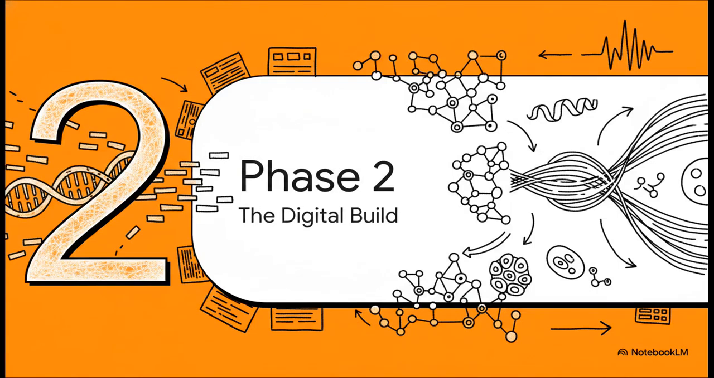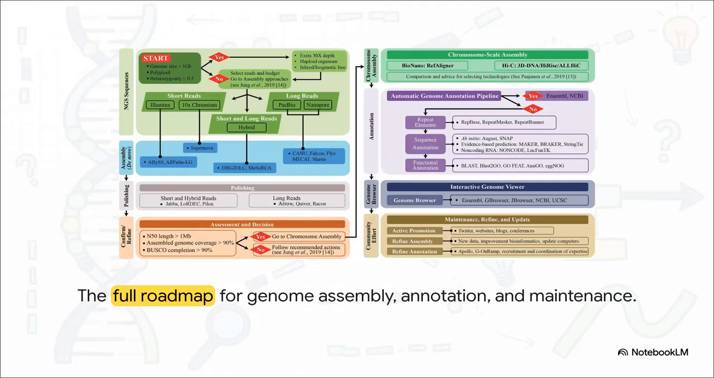So, with our blueprint drafted and our precious data in hand, we move into phase 2, the digital build. This is where the real magic happens. It's where we take all that raw sequencing data and start turning it into a coherent biological story. Okay, I know what you're thinking. This flowchart looks intense. And yeah, it is. It's our map for the whole digital process, showing all the different paths you can take.